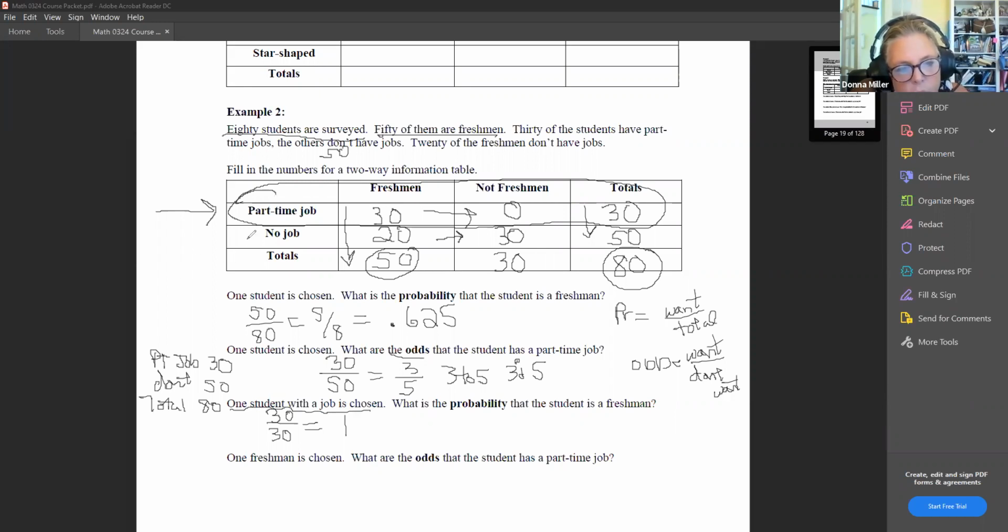All right, one freshman is chosen. I'm going to get a different colored pen here so I don't confuse y'all. Freshmen, so we're only looking at freshmen now, right here, okay? What are the odds the student has a part-time job? So the odds, number of ways to get what I want over what I don't want. So the odds would be 30 have a job and 20 don't. So that would be 3 to 2.